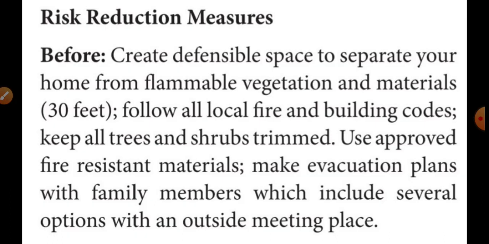First of all, we should create defensible space to separate your home from flammable vegetation and materials. That means we should keep away the flammable vegetation. Flammable vegetation means easily burning vegetation and materials. Then we should follow all local fire and building codes. Then keep all the trees and shrubs trimmed. Trimmed means cutting unwanted parts. That means we should cut unwanted parts of the trees and shrubs.